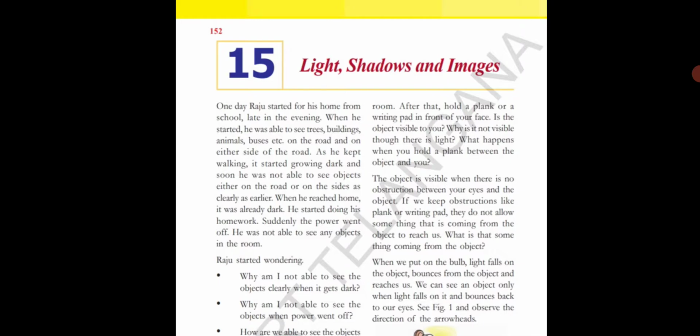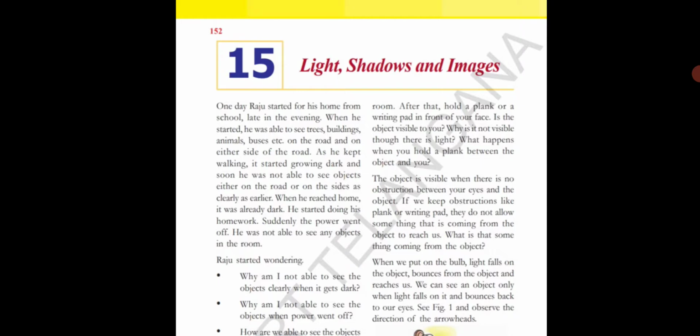One day, Raju started for his home from school late in the evening. When he started, he was able to see trees, buildings, animals, buses, etc. on the road and on either side of the road. As he kept walking, it started growing dark and soon he was not able to see objects either on the road or on the sides as clearly as earlier. When he reached home, it was already dark.